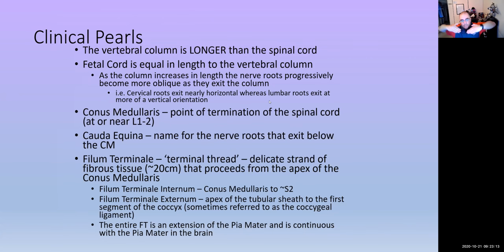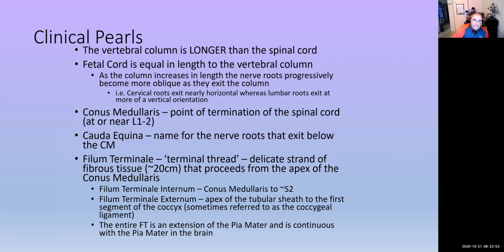So when the cervical nerve roots come out, they come almost out like this. When you get down to the lumbar, they're almost vertical. The conus medullaris, this is an anatomy term. It is the point of termination of the spinal cord. So the spinal cord itself ends at about L1, L2. After L1, L2, it becomes the cauda equina, and that means horse's tail, right? It's a name for the nerve roots that exit below the conus medullaris. And the reason it's called the cauda equina is if you look at it, it becomes very stringy and looks like a horse's tail when you draw it out.